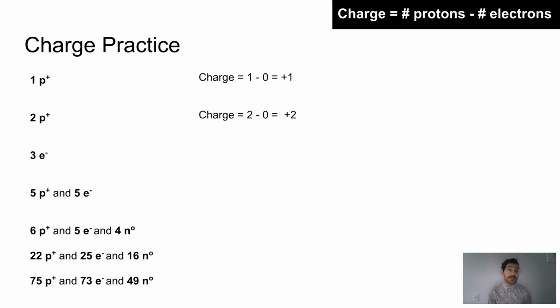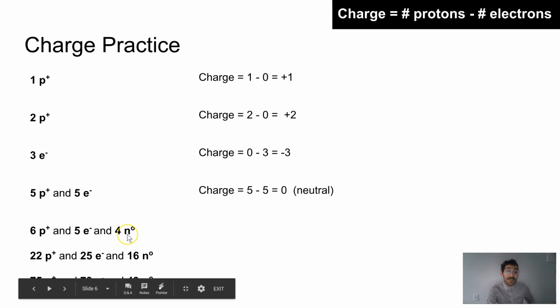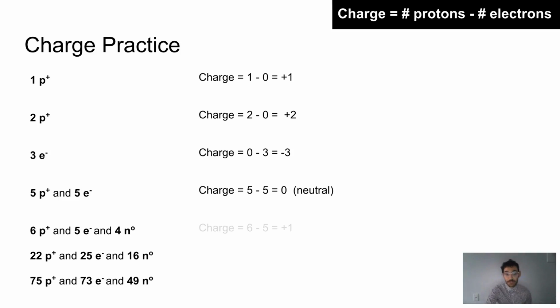If I have 3 electrons and no protons, well, I'm plugging 0 here and 3 for my number of electrons. That's going to be 0 minus 3 or a -3 charge. If I have the same number of protons and electrons, I would do 5 minus 5. That's going to give me 0. Here, I'm going to ignore my neutrons because they're not part of calculating charge. So I'll do 6 protons minus 5 electrons. That's going to give me +1.